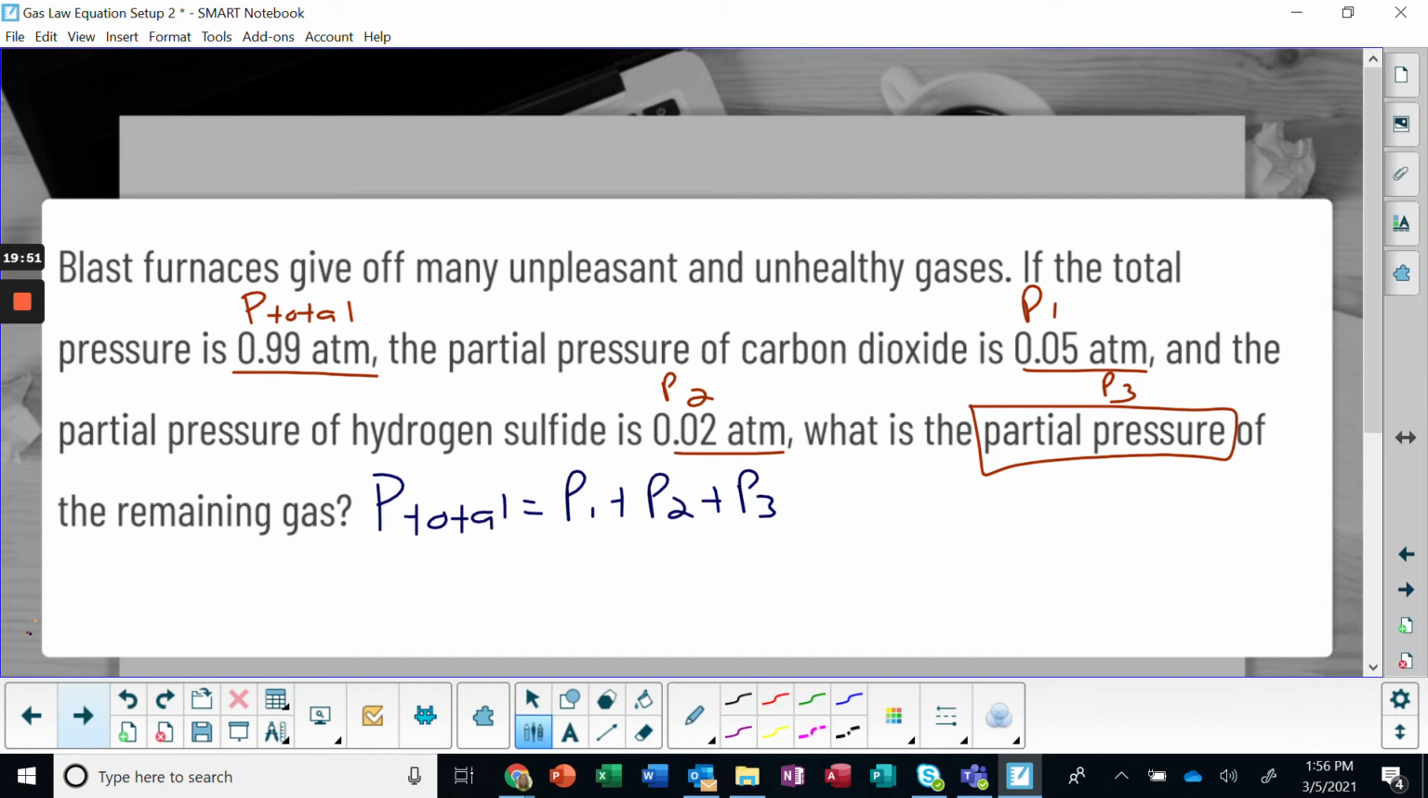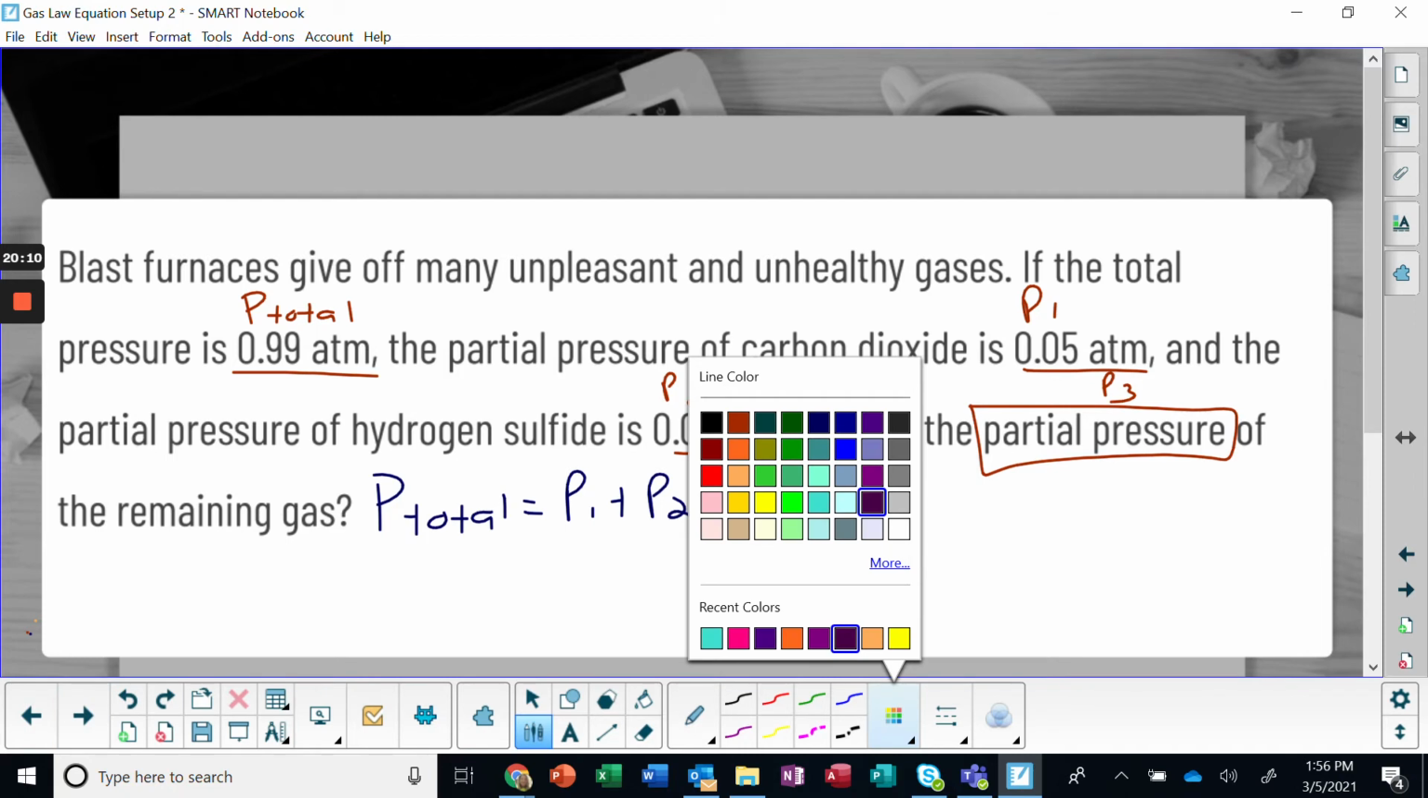Hey, so this one, a blast furnace gives off so many unpleasant and unhealthy gases. So if the total pressure is 0.99 atm, the partial pressure of carbon dioxide is 0.05, and the partial pressure of hydrogen is 0.2. I want to know the partial pressure of the remaining gas. All right, make sure you are plugging everything into the correct space.